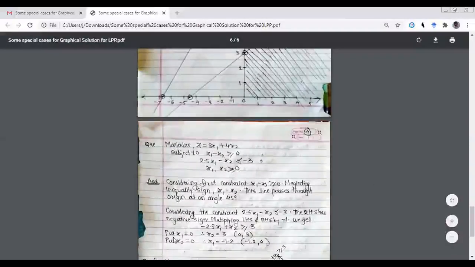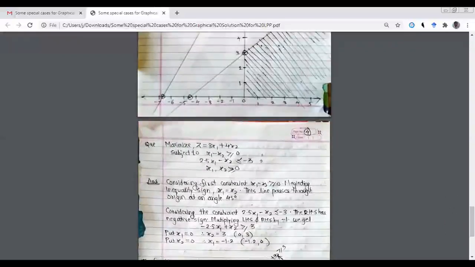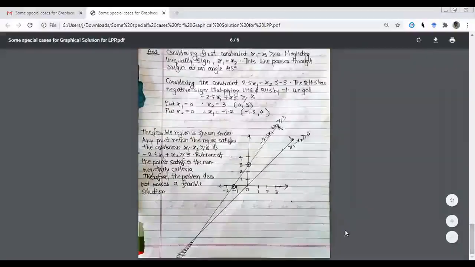So if I put x1 equal to 0, x2 comes out to be 3, I get a point as 0,3, and if I put x2 equal to 0, I get another point, that is x1 equal to minus 1.2, and I can draw the point minus 1.2, 0. So somewhere these lines will meet, right? And that is the feasible region that you will be getting.